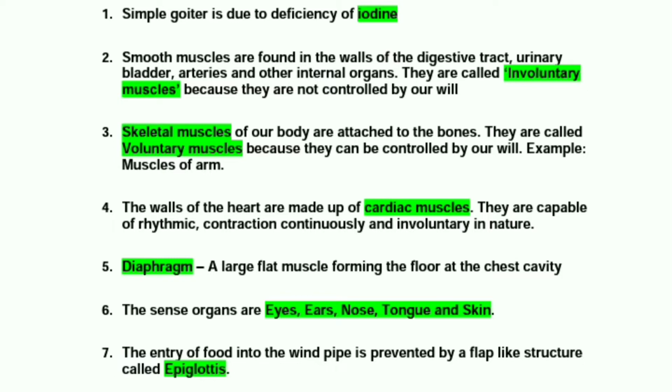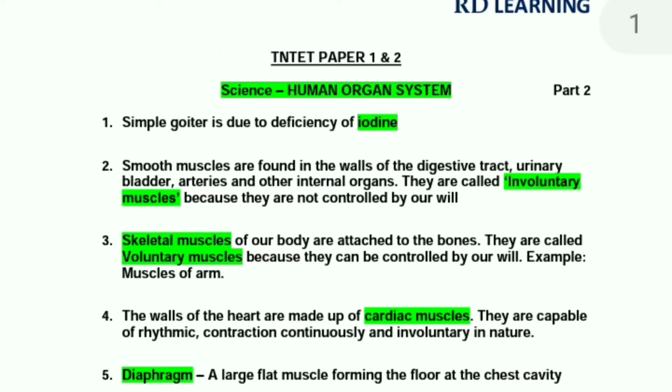Involuntary muscles. Skeletal muscles of our body are attached to the bones. They are called voluntary muscles because they can be controlled by our will. Example, muscles of arm. Skeletal muscles are also called as dash muscle கேட்கலாம். Voluntary muscle. The wall of heart made up of dash muscle, cardiac muscles.